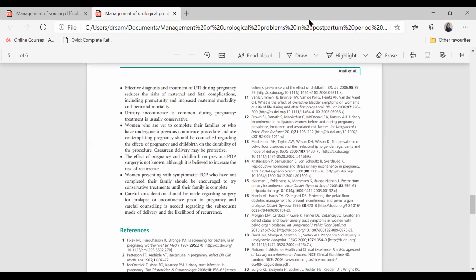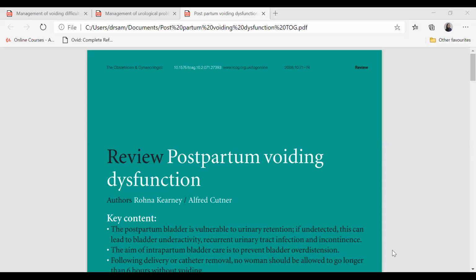So let me show you that when I ask you about voiding dysfunction, what TOG article should come in your mind. Do you know? Yeah, the 2012 TOG article, a very old one. Let me share it with you. Because there is no other article after that about voiding dysfunction, that's why you have to rely even on the 2008 article, although it's very old.